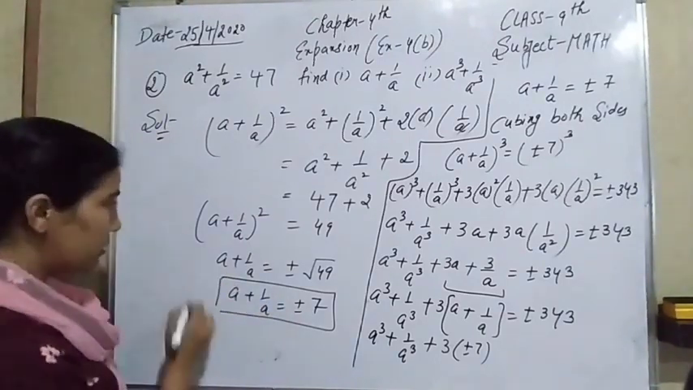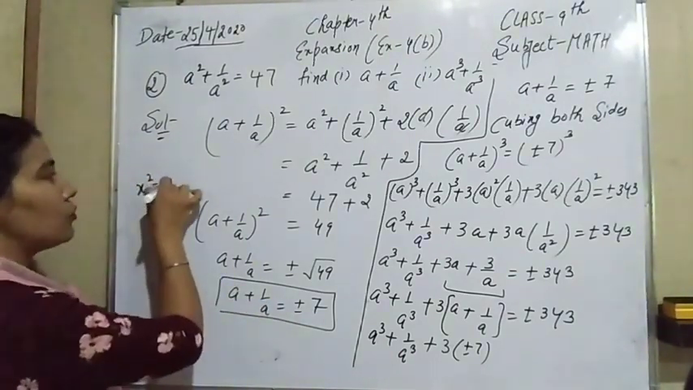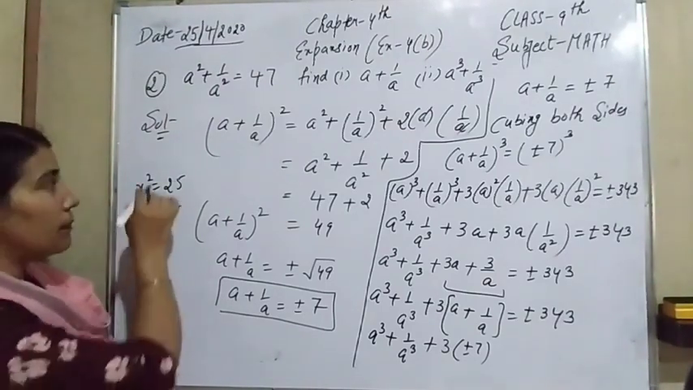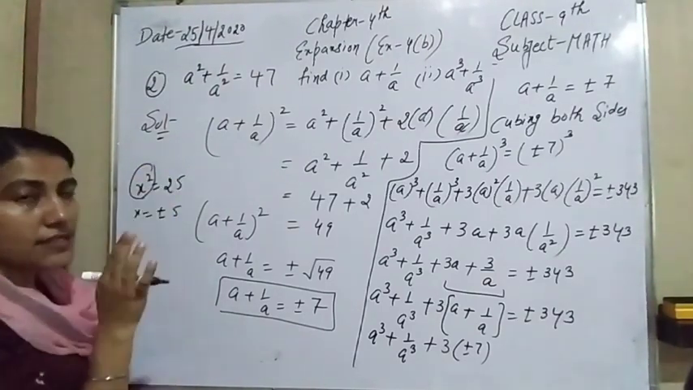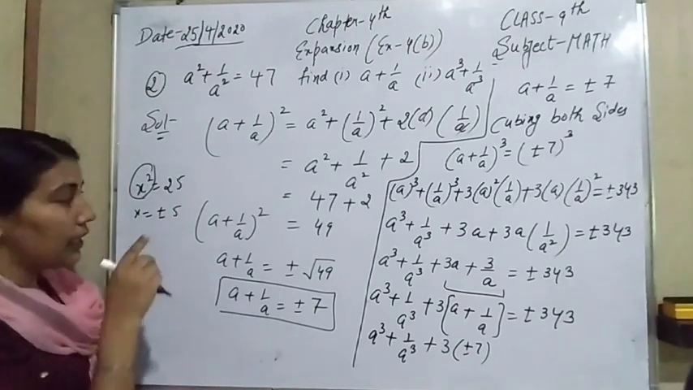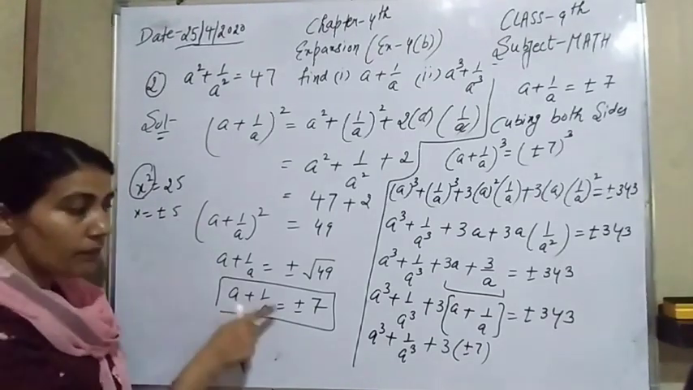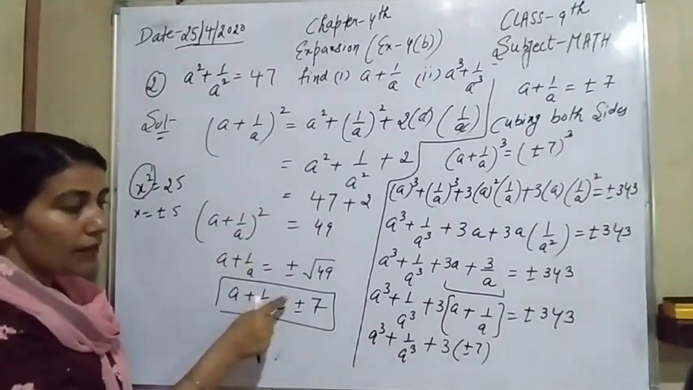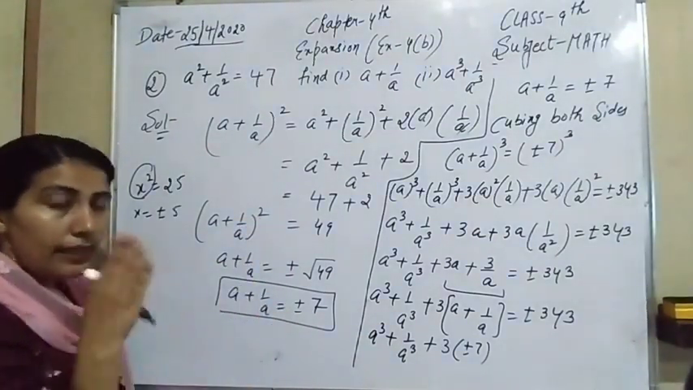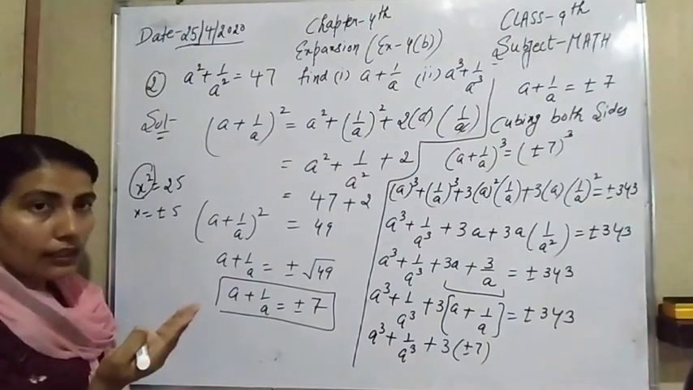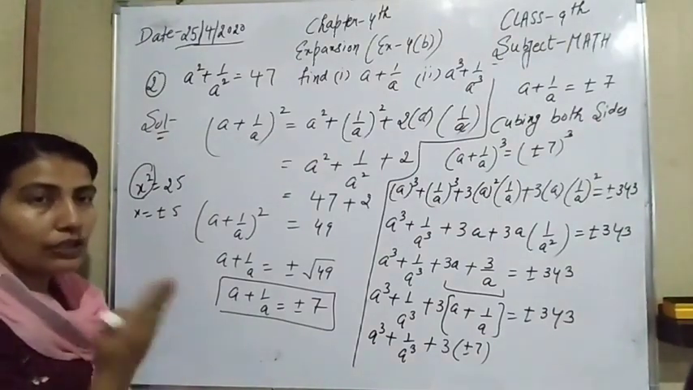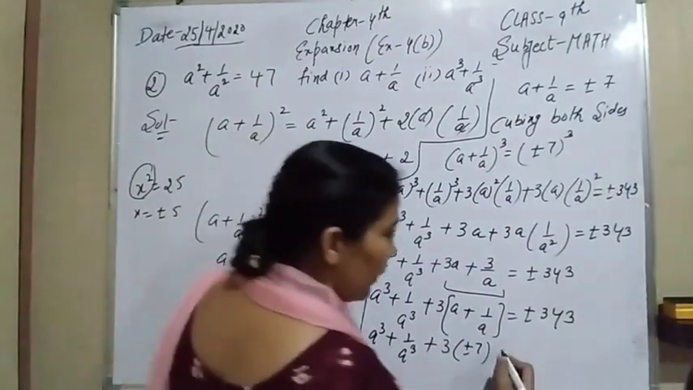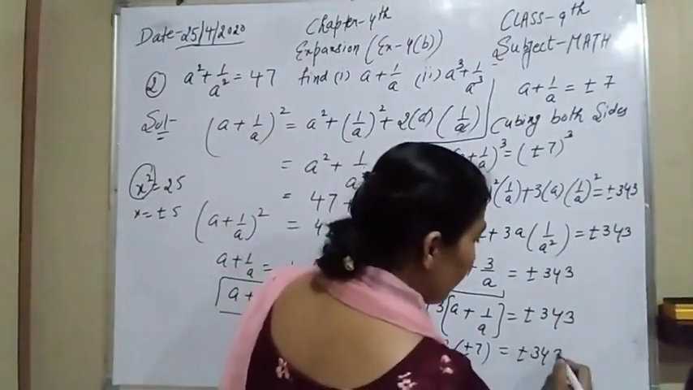Whenever, let us suppose, we have x square equal to 25, we always write x equal to plus minus 5, because here is a quadratic equation, which means two values of x exist, one positive and one negative. That is why we write plus minus here. That means linear gives one value of x, quadratic gives two values, cubic gives 3 values. Okay, I would already put down the value here equal to plus minus 343.